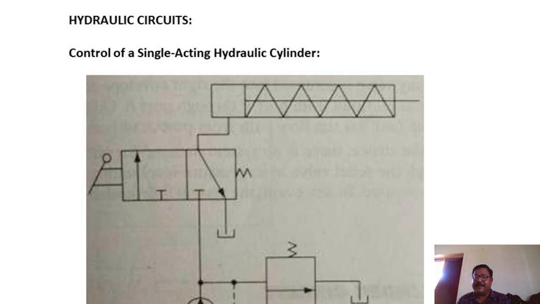When a spring return cylinder is placed vertically, the speed of retraction is faster than in any other position, because along with the spring force, the gravitational force is also included, so the speedy movement of the piston takes place at the time of retraction.